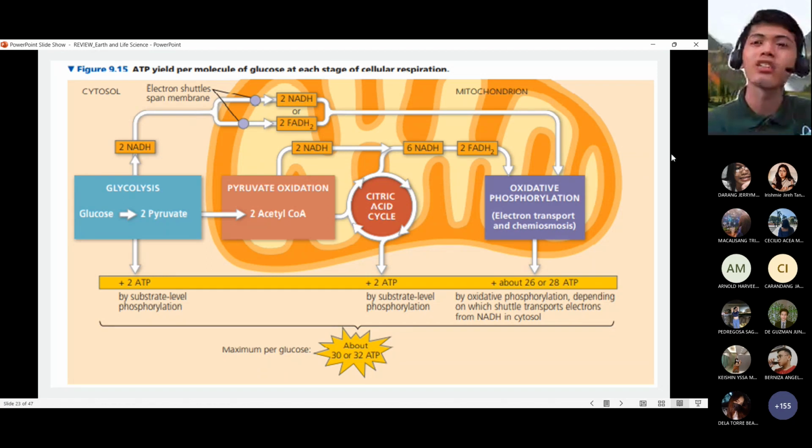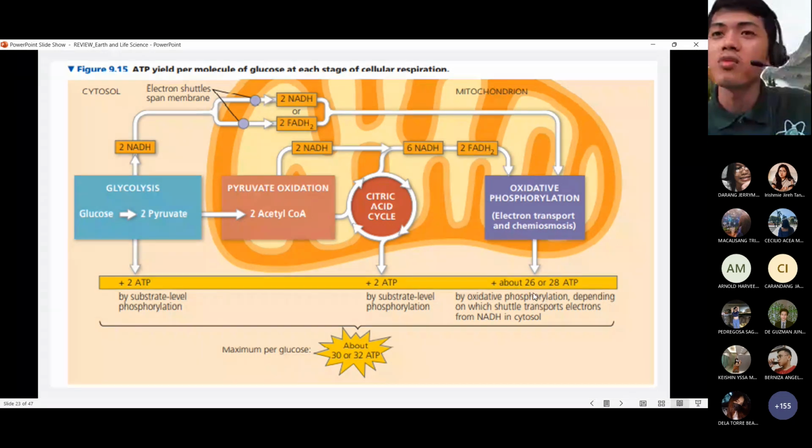Why is that so? Bakit 36 na lang siya? Kasi tinransport natin yung NADH, galing yung glycolysis sa cytoplasm or sa cytosol, tinransport natin siya, yung NADH dito sa mitochondria natin. Okay. So kailangan ng dalawang ATP kaya magre-reduce tayo ng dalawang ATP during this process. Okay, kaya 36 na lang yung net total.